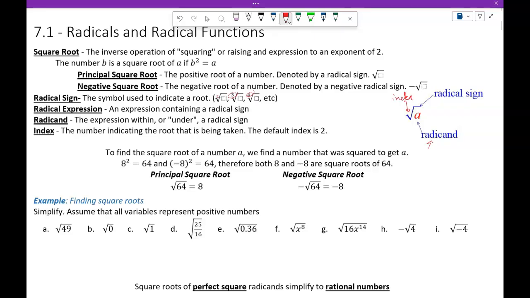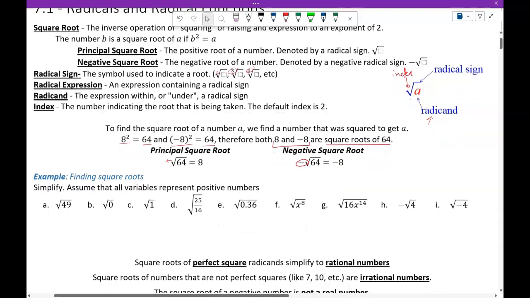Now the reason we have two different roots, the principal root and the negative square root, is because oftentimes when we square something, we have multiple values that when squared equal the same number. For example, 8 squared equals 64, and negative 8 squared also equals 64. So since both of these values square to the same thing, when we undo that operation, square rooting 64, we need a way to indicate whether it's positive or negative.